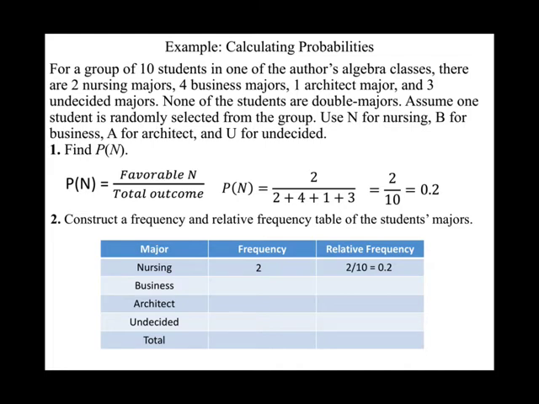Okay, check your work. You do have 4 business majors, 1 architect, and 3 undesign. Then calculate the relative frequency. Okay, add it up, find out the total. You do have 10 students. Remember, what is the sum of all relative frequencies equal to? It should be equal to 1, right? Or really close to 1 here.